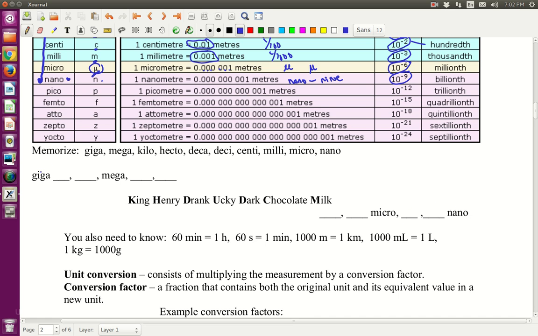Say it again. Giga space space, mega space space, King Henry drank Ucky dark chocolate milk. Space space, micro, space space, nano. Now, remember that Ucky is for the base unit.